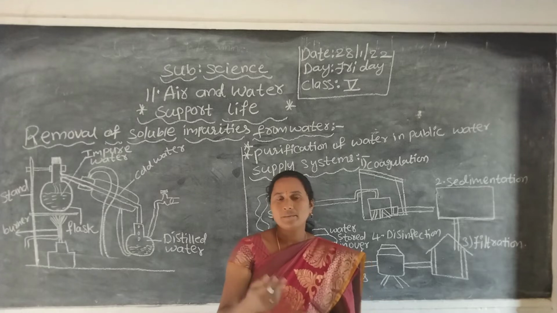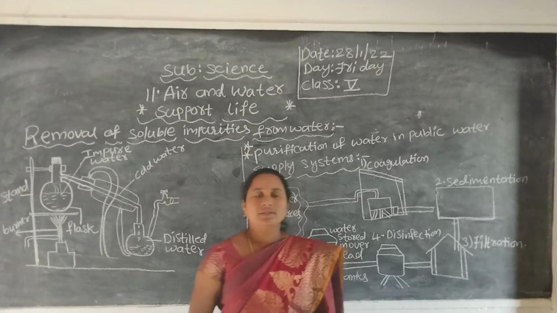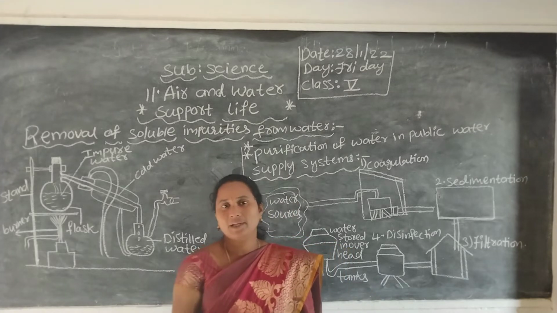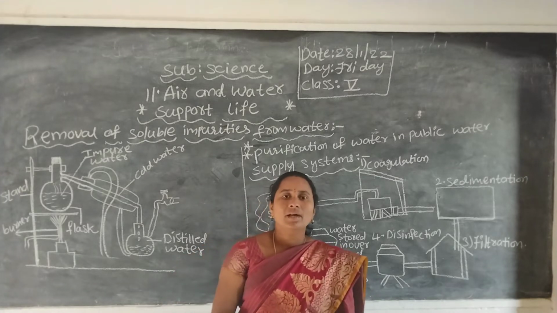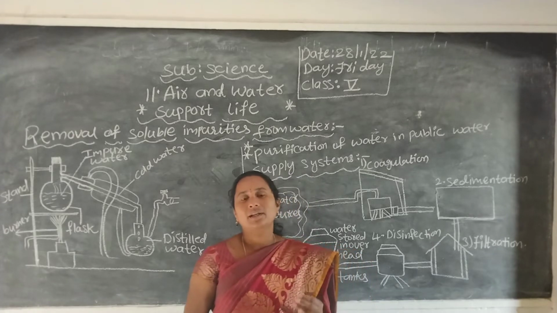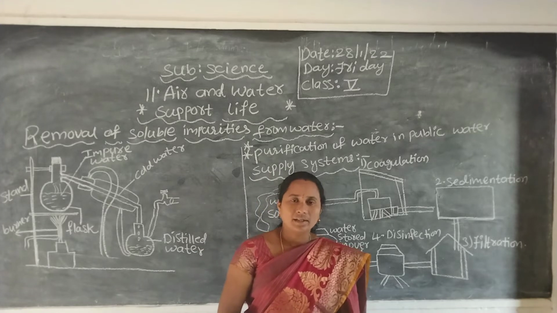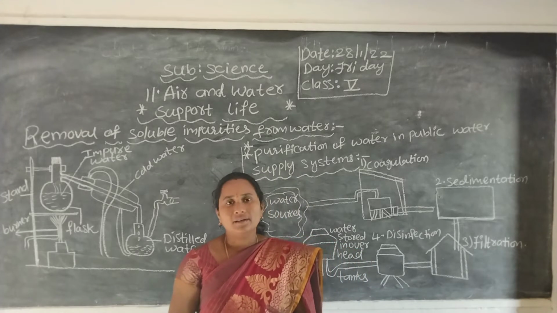Next, another purification process is filtration. In this process we use filter paper. The filter paper contains small pores, so even small particles of impurities can be separated using this filtration process, and we collect the clear water in another beaker.